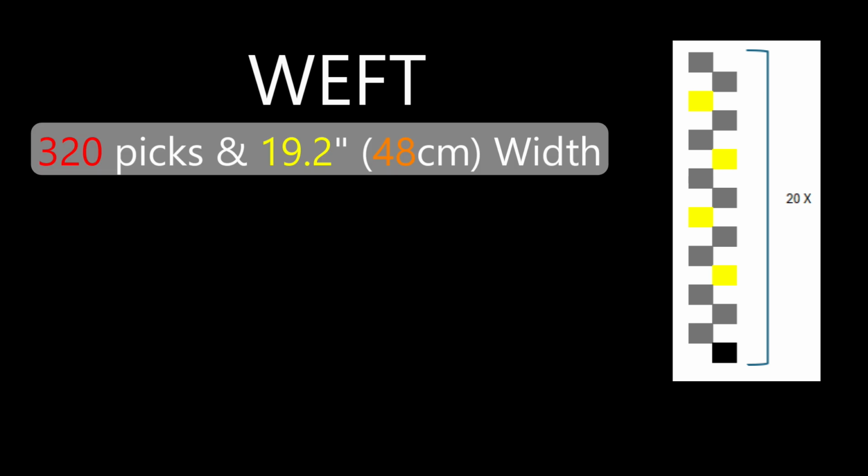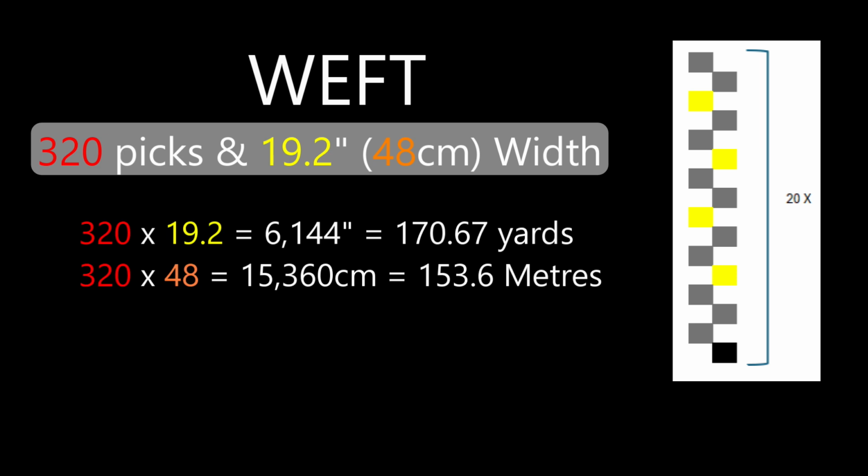So now let's do the same for our weft. So we already know we have 320 weft picks, 19.2 inches or 48 centimetres of weaving width. So 320 times 19.2 inches equals 6,144 inches, which translates to 170.67 yards. In metric, 320 times 48 is 15,360 centimetres, which is 153.6 metres.